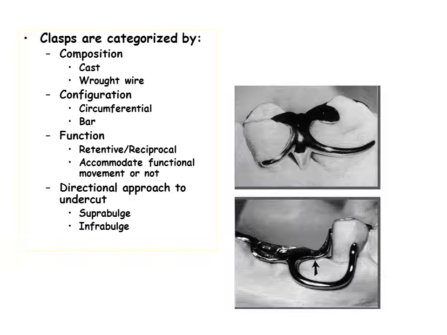Clasps may be categorized in a number of ways, generally descriptive of some property of the clasp. The top illustration is of a cast circumferential clasp, as part of an embrasure clasp assembly. The lower is of a cast I-bar clasp, as part of an RPI clasp assembly. The arrow is pointing to the proximal plate minor connector.